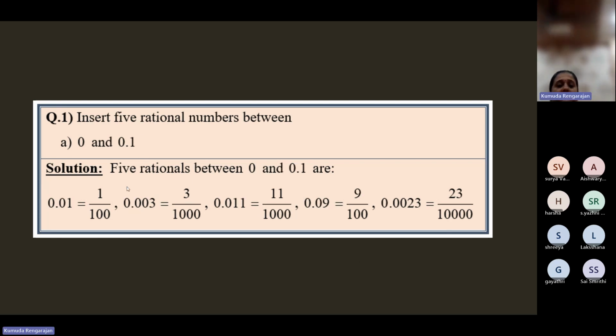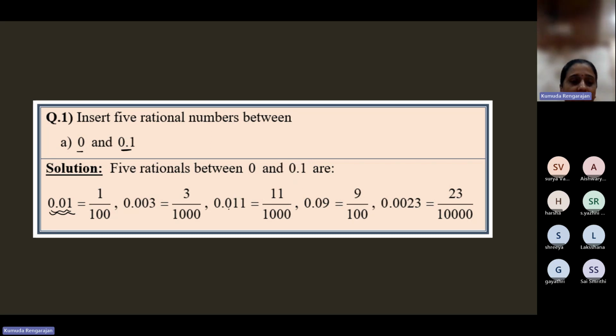So, insert 5 rational numbers between 0 and 0.1. Okay, so I have inserted 0.01, see, between 0 and 0.1. So I have taken 0.01. Okay, then 0.003.